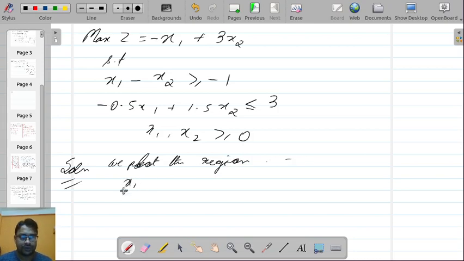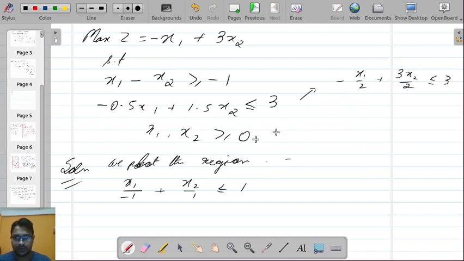So what are the given constraints? I can write the first as x1 minus x2 greater than or equal to minus 1. If you divide by minus 1, the sign will change: x1 by minus 1 plus x2 by 1 is less than or equal to 1. The second, 0.5 is half and 1.5 is 3 by 2, so it can be written as minus x1 by 2 plus 3x2 by 2 less than or equal to 3. This is actually x1 by minus 6 plus x2 by 2 less than or equal to 1. So these are the two constraints.